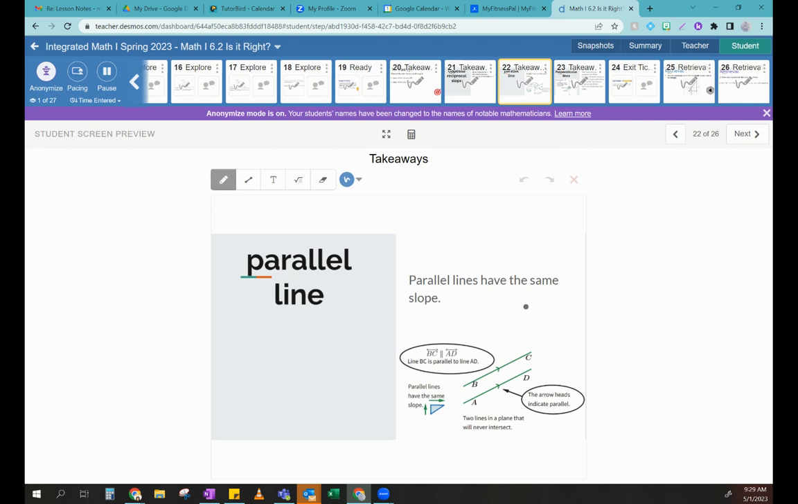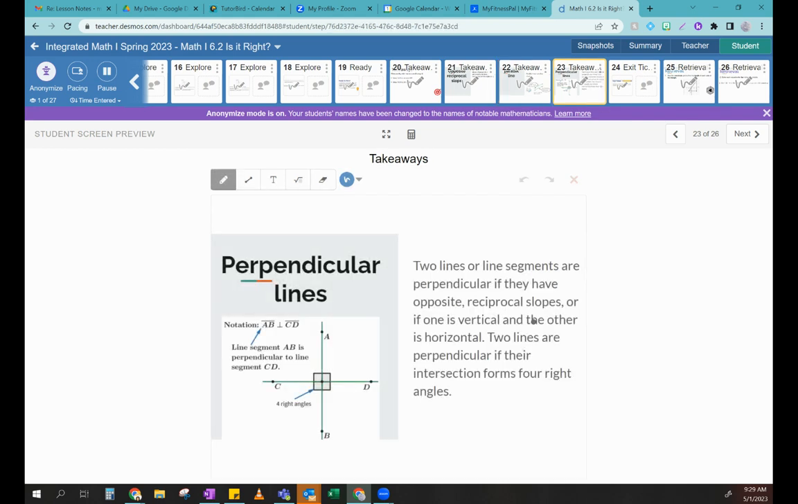Parallel lines have the same slope, which we saw. Remember, the two lines had 1/3 and 1/3. And then perpendicular lines or line segments are perpendicular if they have opposite reciprocal slopes, or if one is vertical and the other one's horizontal. Two lines are perpendicular if their intersections form 4 right angles. Remember, we showed you that little square at the corner means a right angle.